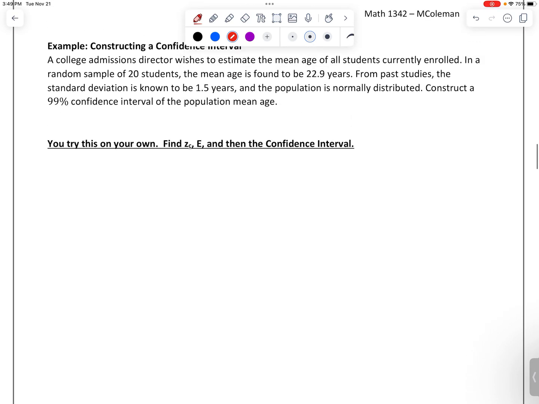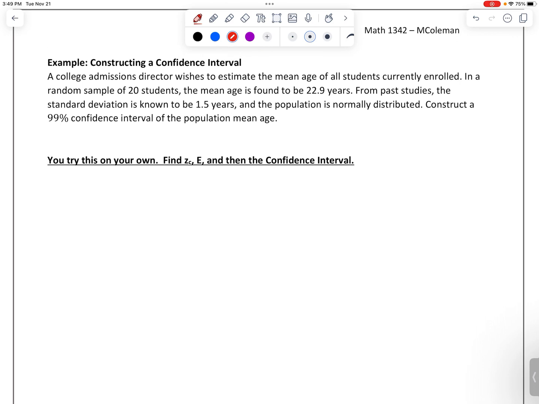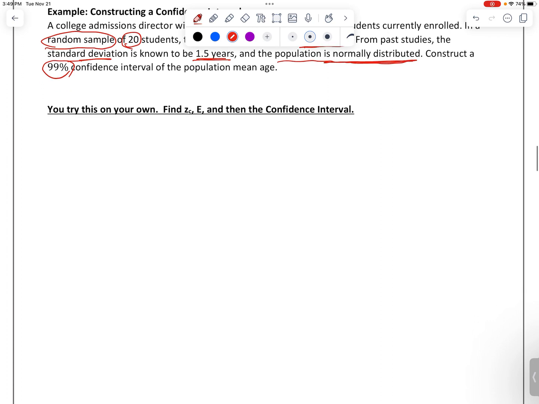All right. Before we can do anything, I'll set it up a little bit for you. So, a college admissions director wishes to estimate the mean age of all students currently enrolled. In a random sample of 20 students, the mean age is found to be 22.9. From past studies, the standard deviation is 1.5 years. The population is normally distributed. Construct a 99% confidence interval of the population mean age.